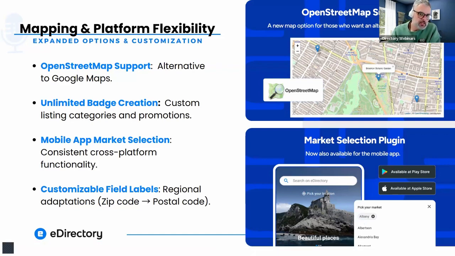Also, little small details matter. For example, now you can have regional adaptations. You can now rename the zip code field to postal code for international directories if you want to. So that's a detail that we decided to include there. And moving on.